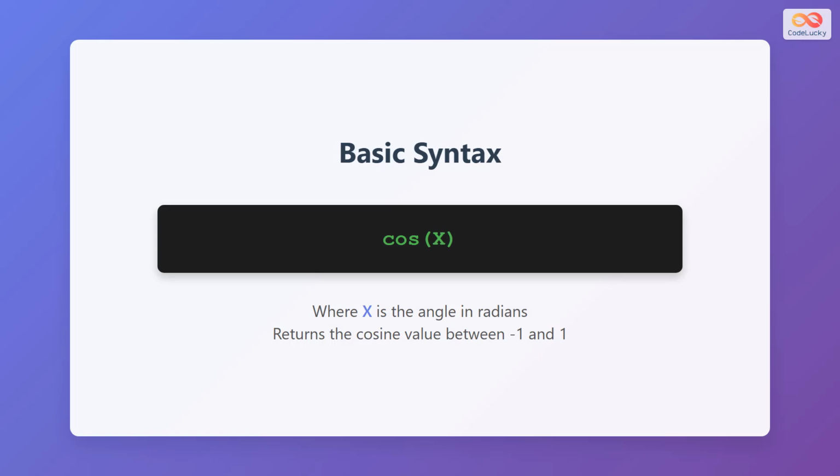The syntax for the cosine command in Splunk is straightforward. You simply write cos followed by parentheses containing the angle value x. The x represents the angle that must be expressed in radians, not degrees. The function returns the cosine value, which will always be between -1 and +1. This is because cosine represents the horizontal projection of a point on the unit circle, and the circle has a radius of 1.